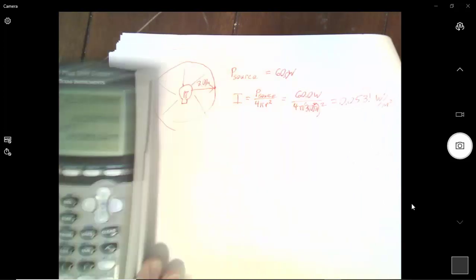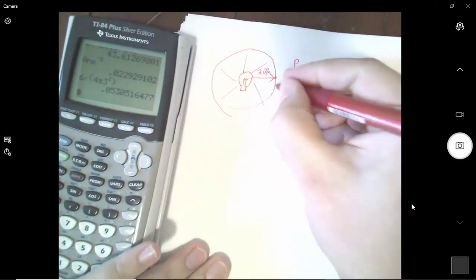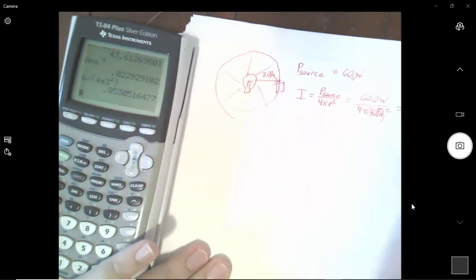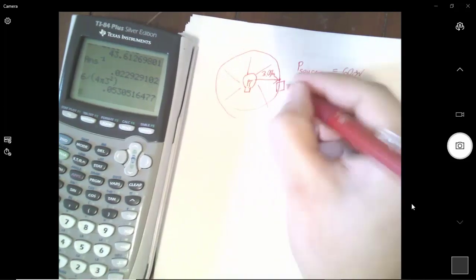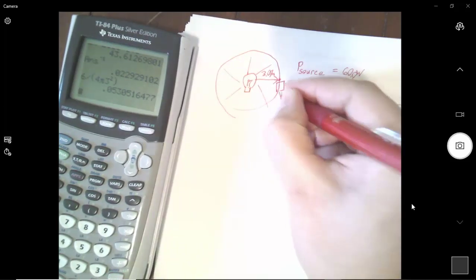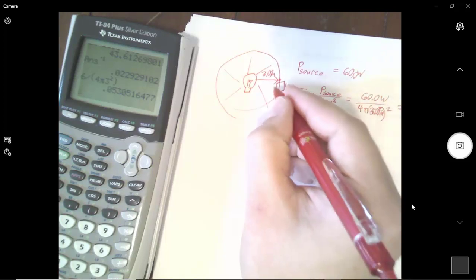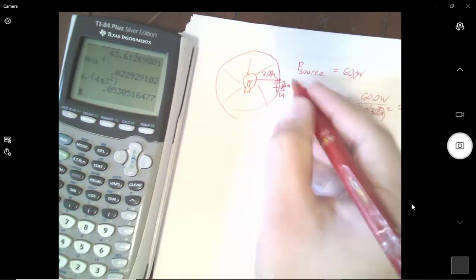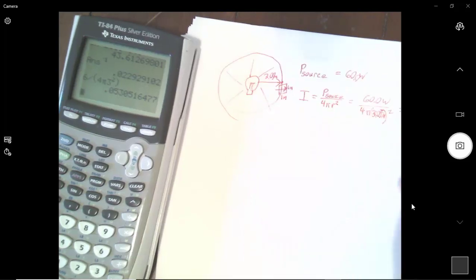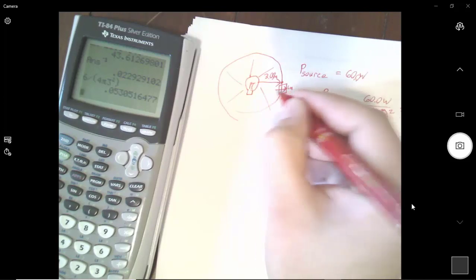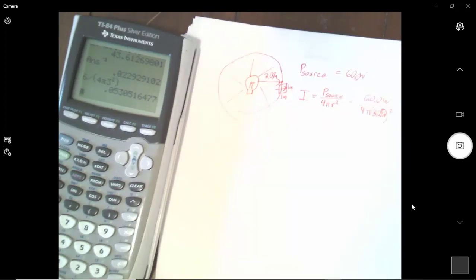And so that's telling you that for every square meter that you have, if you imagine a window with 1 meter by 1 meter side, that there's a total power of 0.0531 watts passing through that window at any given time.